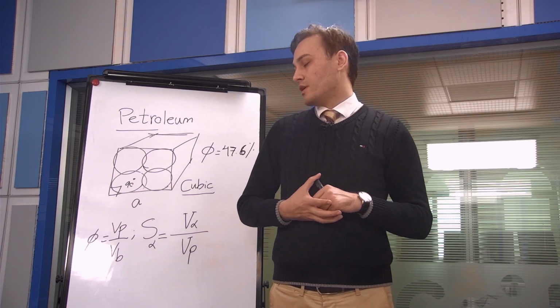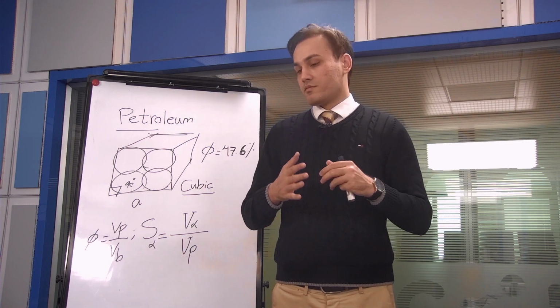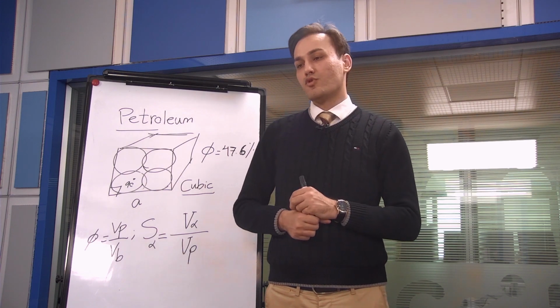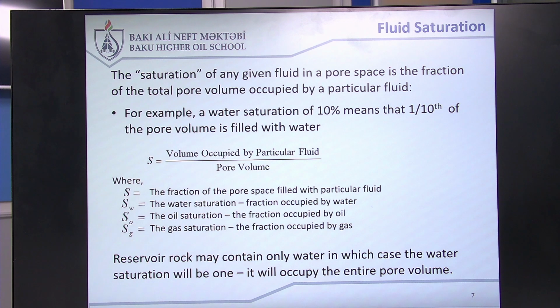has some minimum, which is called the irreducible water saturation, because at the time of the formation of this reservoir, the oil migrated from the source rock to the reservoir rock, and initially there is water there. And since oil cannot displace all of this water, there will be some minimum value for this water. And that's why there is always a minimum value for water saturation, the connate water saturation.